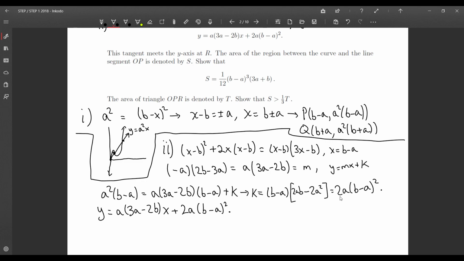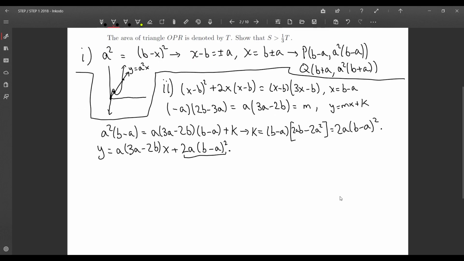Note that this tangent meets the y-axis at R, right? So if it's saying a point, then it would be just 0, comma, this value. The area of the region between the curve and the line segment OP is denoted by S. Huh. Okay.